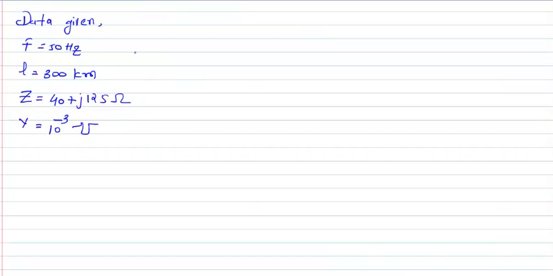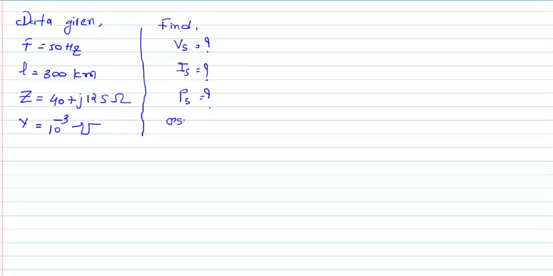And what do we need to calculate? We need to find Vs, the sending end voltage, then the sending end current, the sending end power, and cos phi, that is the power factor at the sending end. Now first we will calculate using the short transmission line model, the transmission line approximation.